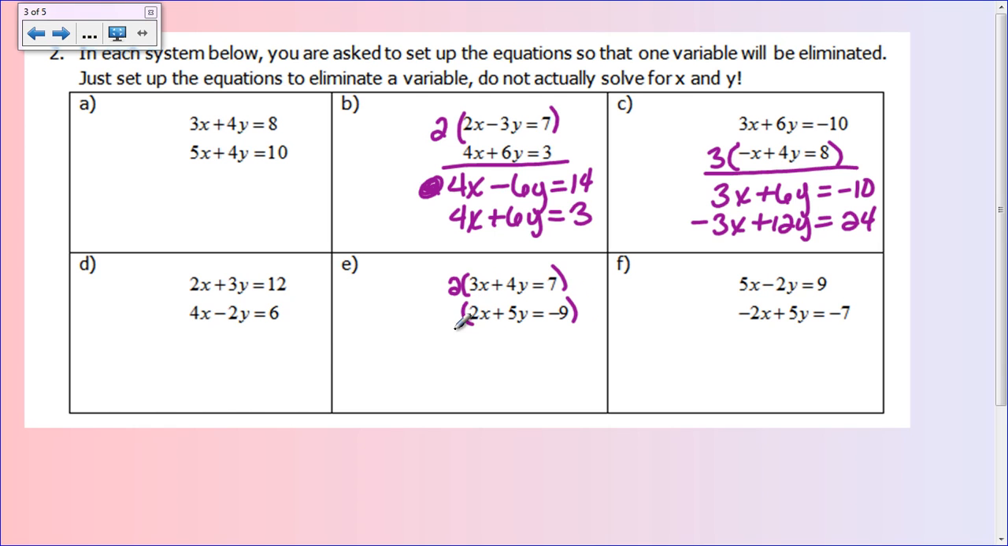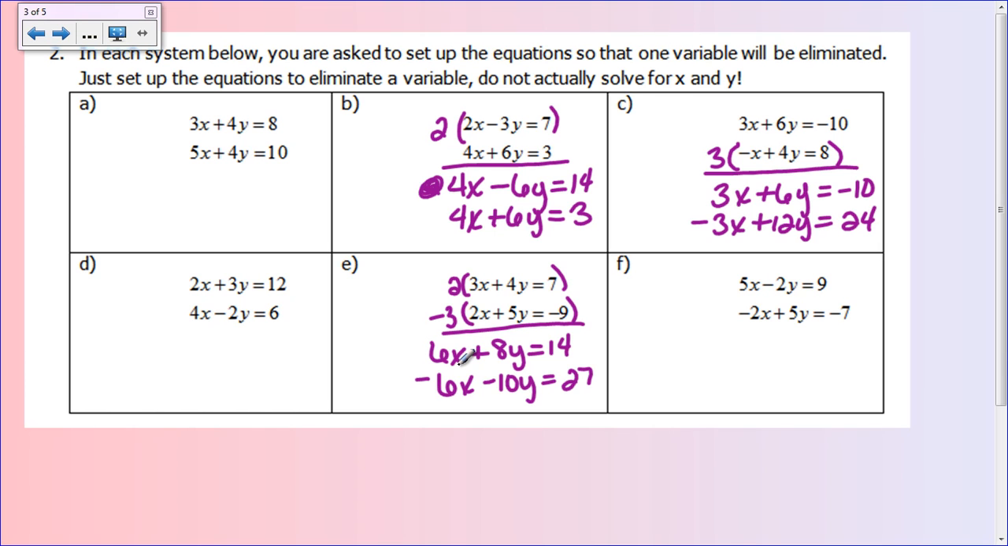And I'm going to multiply the bottom one by negative 3 to make it a negative 6 so that they will eliminate. So your top equation is now 6x plus 8y equals 14. And your bottom equation is negative 6x minus 10y equals 27. So now these x's will eliminate one another, just like before.